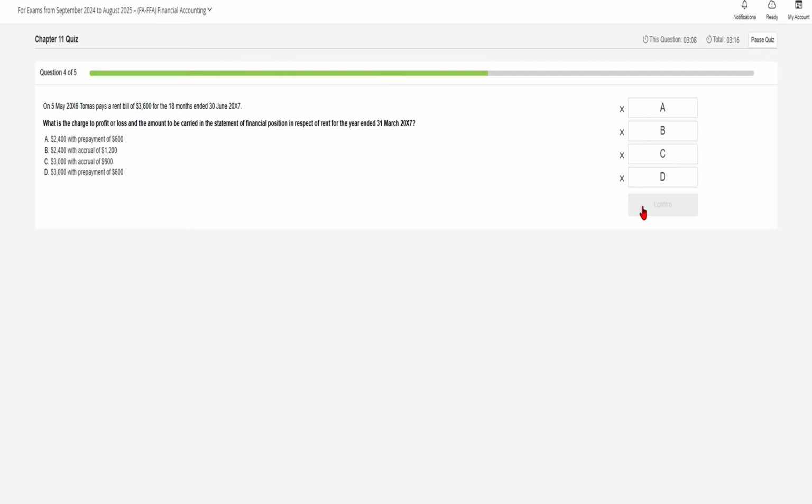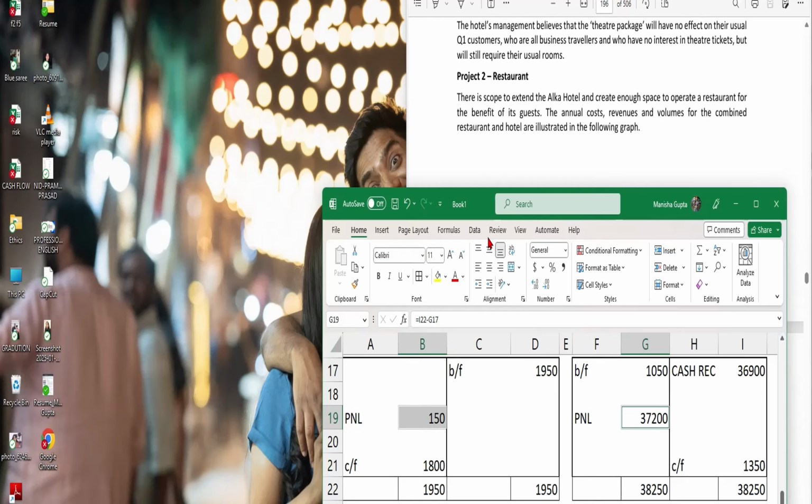Okay. Now next, on 5 May 20X6, Thomas paid a rent bill of 3600 for 18 months ended 30 June 20X7. What is the charge to profit or loss, and the amount to be carried in the SOFP in respect of rent, for the year ended 31st March 20X7? So this question is again a very interesting one.